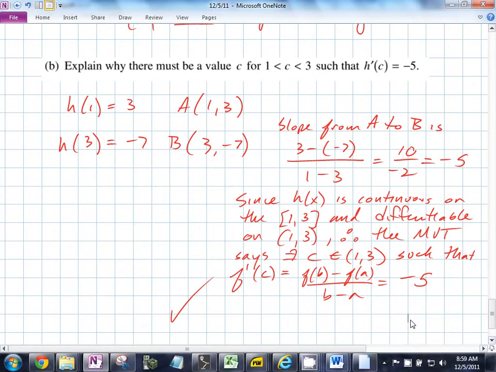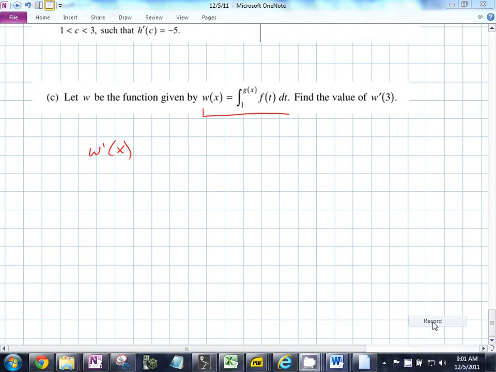The fundamental theorem of calculus. What does that tell us it is? W prime of x is going to be equal to f of what? G of x. You're doing the derivative, right? Times what? Times g prime of x. The 1 is irrelevant. Remember, the constant doesn't come into play. We're not integrating it. We're taking the derivative, but it's not x here. What is it? G of x. So instead of plugging in x, we're plugging in g of x.